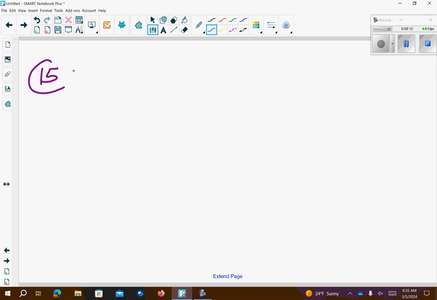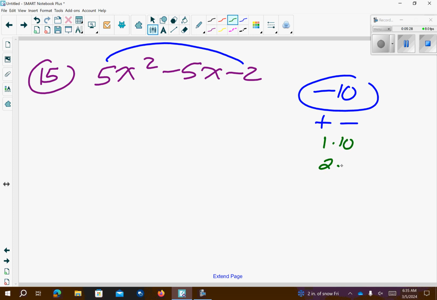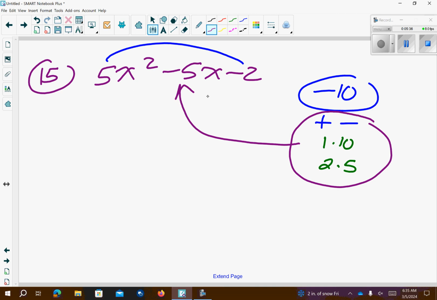Number 15, we have 5x squared minus 5x minus 2. Let's multiply those together. So I'm going to get negative 10. In order to get a negative number, I have to have positive and negative. And hang on, let's see. 1 times 10 gives me 10, and 2 times 5 gives me 10. Is there any way that any of these, one being positive and one being negative, could add up to negative 5? The answer is no.